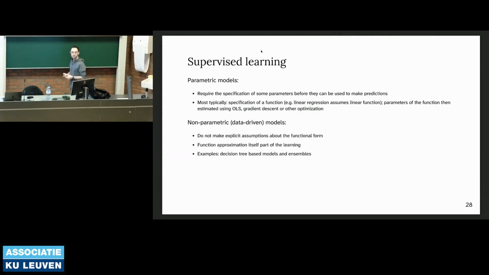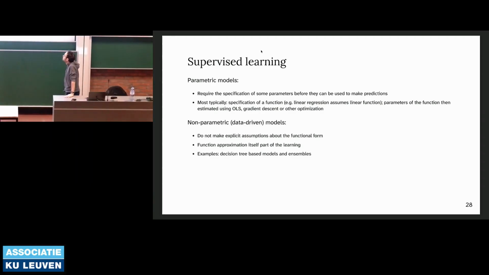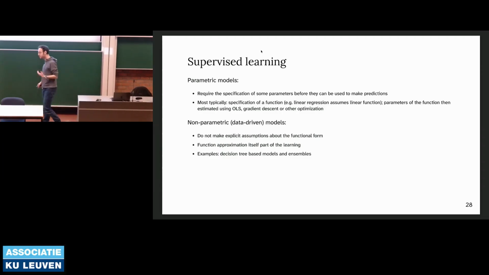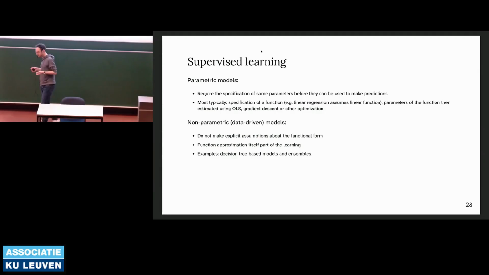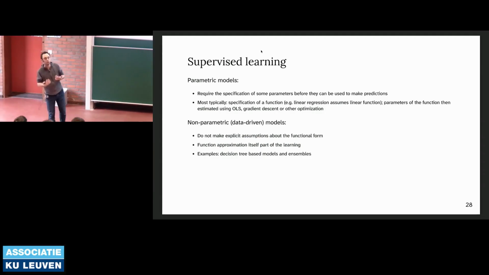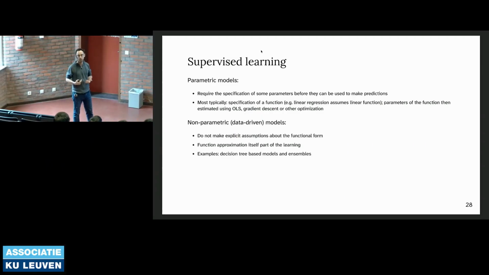There are other ways as well. Parametric versus non-parametric. Well, parametric, to be honest, I don't really know. Parametric, you specify the parameters beforehand. And if you talk about linear regression, ordinary least squares, for instance, everybody will tell you that's a parametric model because you estimate the parameters, right?